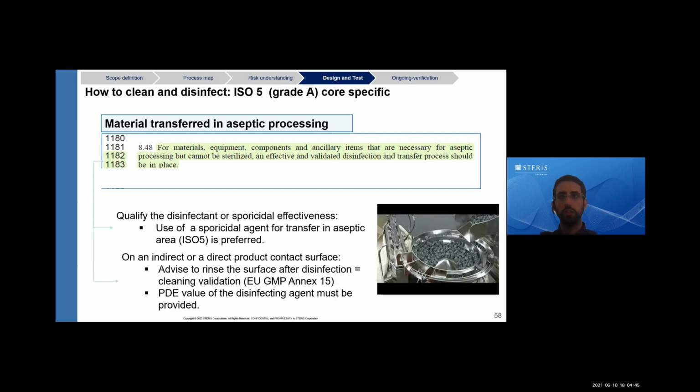Whatever you are using, it's important because it's an indirect product contact surface. It will fall under Annex 15, making sure that the residue of the disinfecting agent or the detergent that you are using gives you an acceptable carryover for the product. Therefore you would need to have the PDE value and calculate this maximum acceptable carryover, and to assess if your cleaning and disinfection process is adequate.